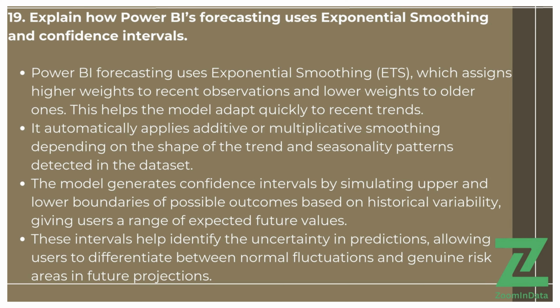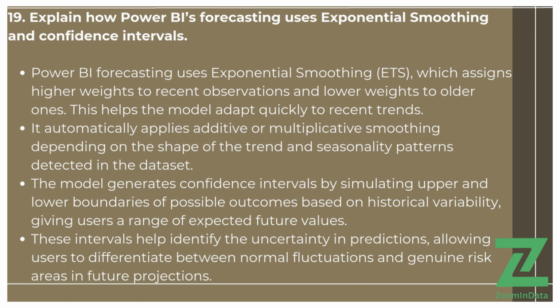It automatically applies additive or multiplicative smoothing depending on the shape of the trend and seasonality patterns detected in the dataset. The model generates confidence intervals by simulating upper and lower boundaries of possible outcomes based on historical variability, giving users a range of expected future values. These intervals help identify the uncertainty in predictions, allowing users to differentiate between normal fluctuations and genuine risk areas in future projections.